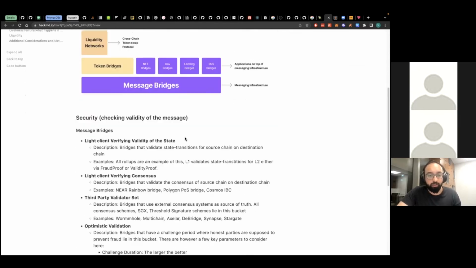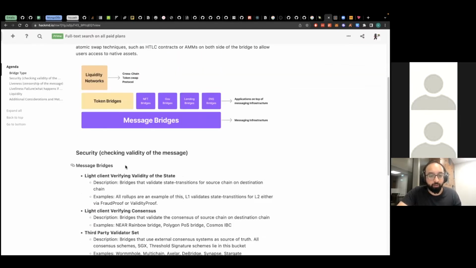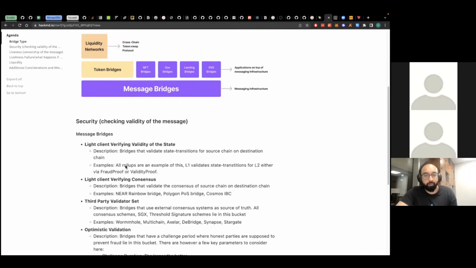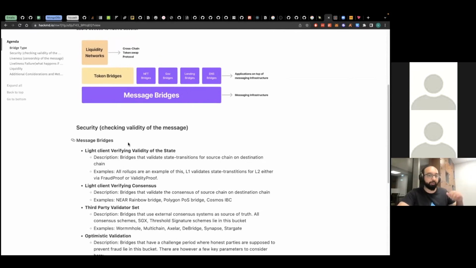Moving on. So let's talk about security and message bridges. Message bridges, again, to reiterate, are things that allow you to send an arbitrary amount of bytes from one chain to the next, things that allow you to build applications on top. All applications built on top inherit the security of the message bridge itself.